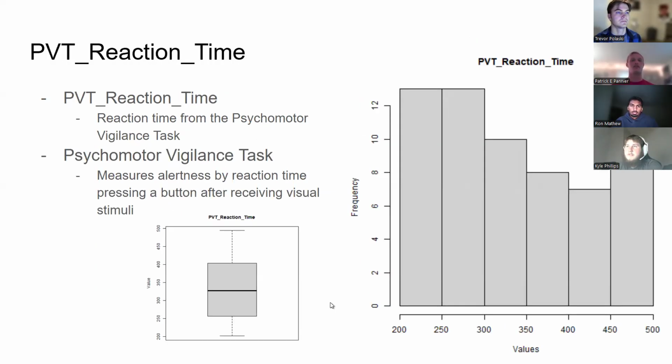Lastly, we have psychomotor vigilance task reaction time. The psychomotor vigilance task, or PVT, is a cognitive task where a participant will look at a string of numbers starting with 0. As soon as it starts counting up in milliseconds, they will press a button to stop it. Their score is the time between when it starts and when they stop. And the PVT reaction time histogram, as you can see to the right, is slightly right skewed.